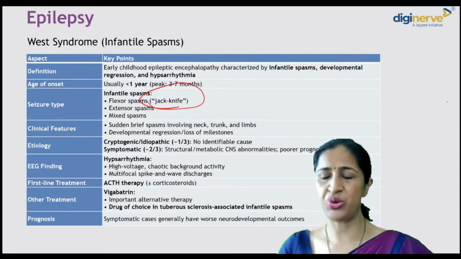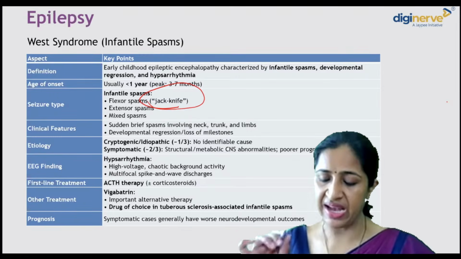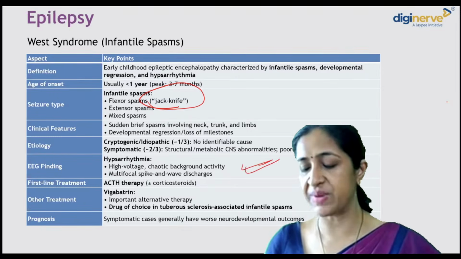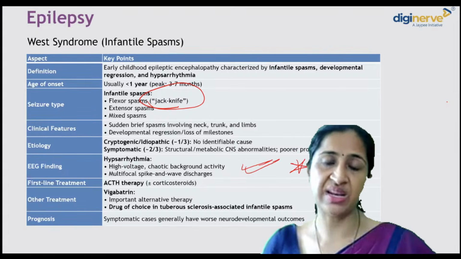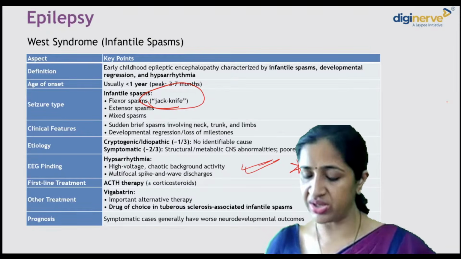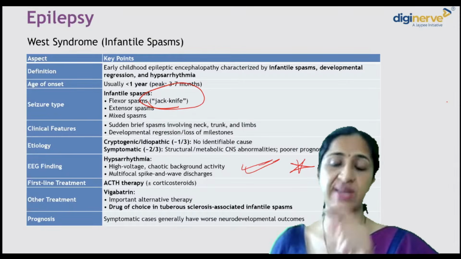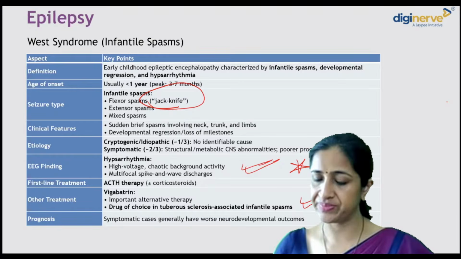Now here you may not find anything much in the MRI, but EEG will show the typical high voltage chaotic background activity with multifocal spike wave discharges. Please remember this. ACTH is the therapy, otherwise steroids. Vigabatrin is an important alternative therapy. When you have tuberous sclerosis associated infantile spasms, the drug of choice is vigabatrin.